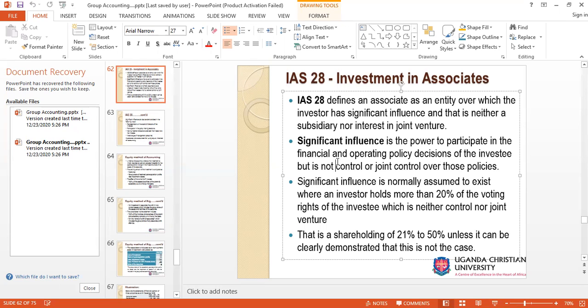It normally comes about whenever an investor holds more than 20% of the voting rights of the investee. So where the investor is holding more than 20%, that is, a shareholding of 21% up to 30%, then it means that investor has significant influence in the investee.